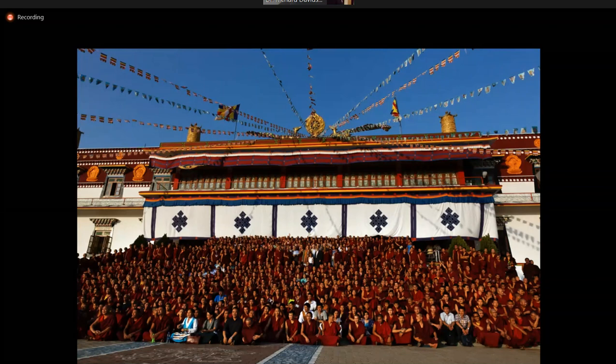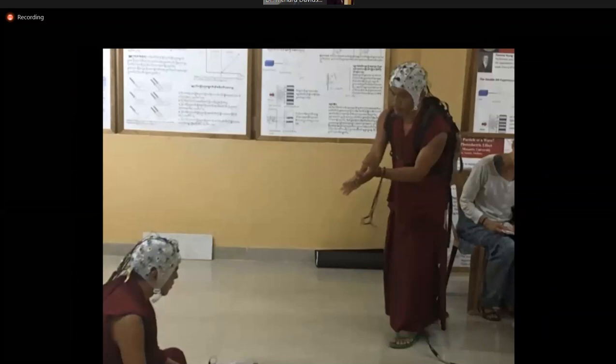So this is a photograph taken in Drepung in their science lab. They actually have now a science lab. And these are two monks who are debating, and their brain electrical activity is being recorded during the debate. Scientists have actually been looking at the changes in patterns of brain activity during the debate, which is an important ingredient in the monastic training.